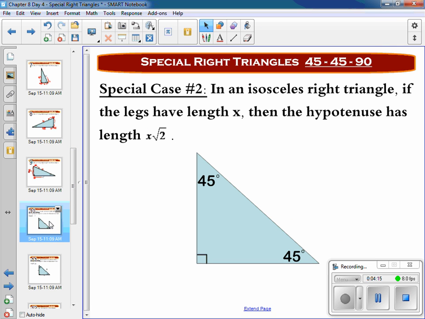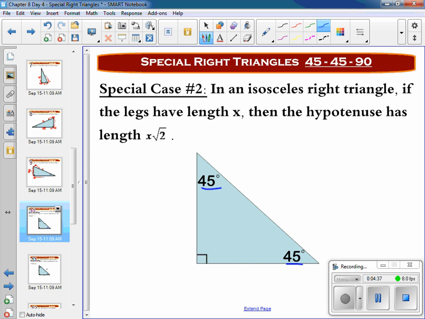Special case number 2 is an isosceles right triangle. Remember, isosceles means that two sides are the same and the base angles are the same. Okay. And in an isosceles right triangle, those base angles are 45 degrees. Okay, our base angles are 45 degrees.